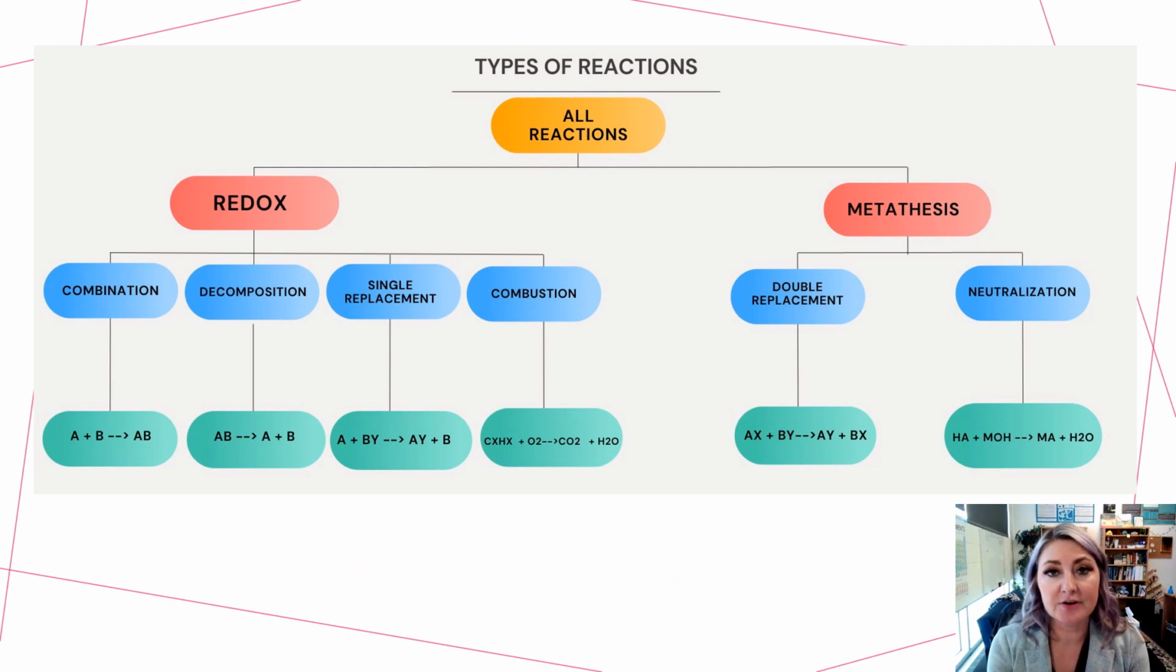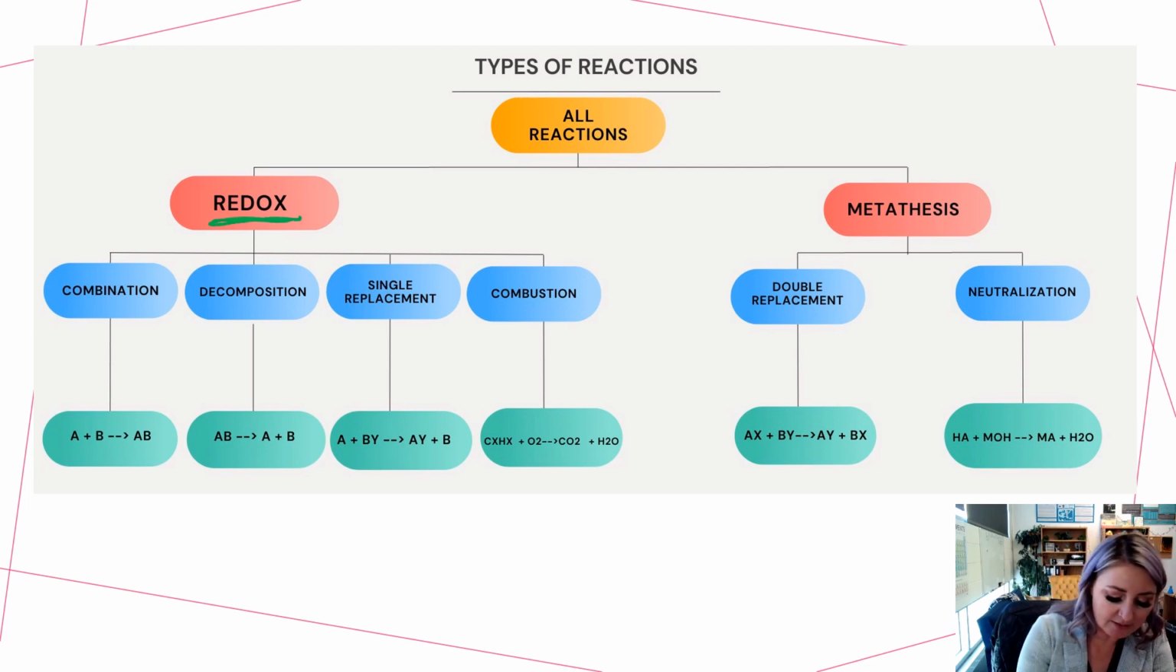So before we get too far into this, I want to show you how all reactions are categorized. So we are focusing on redox reactions as a category of reactions. So we'll go over these 4 types of reactions, but metathesis are the other types of reactions. So that'll be a later podcast. So right now we're just going to focus on combination or synthesis, decomposition, single replacement or displacement, and combustion.